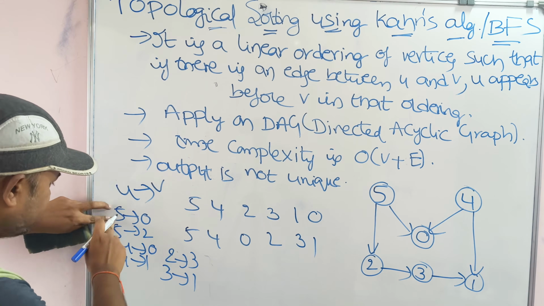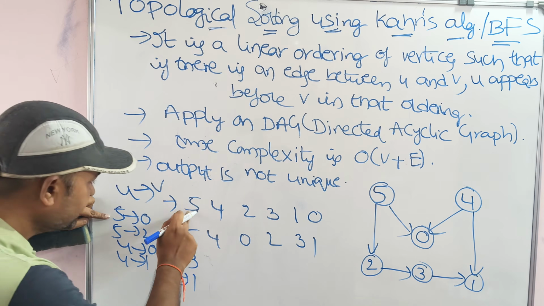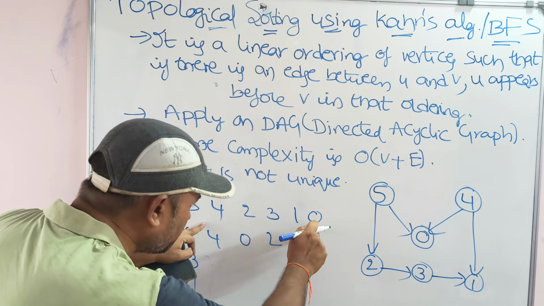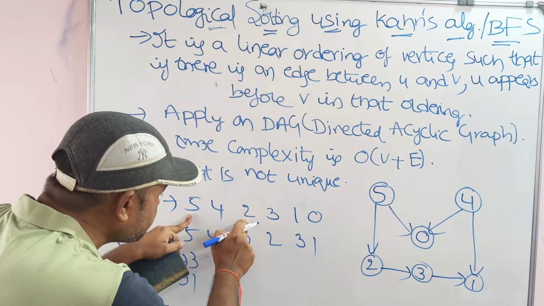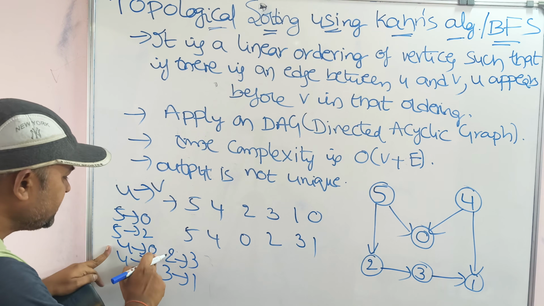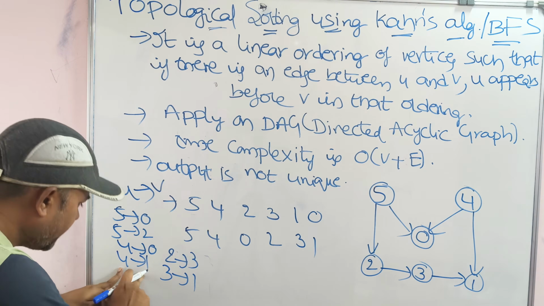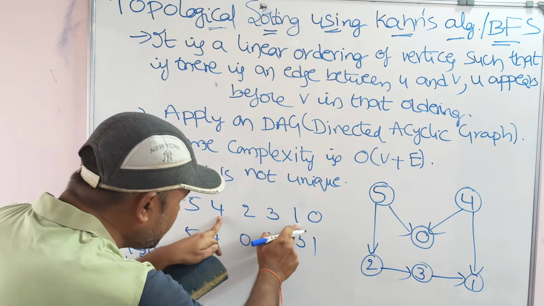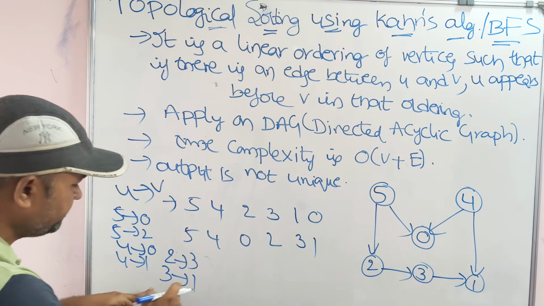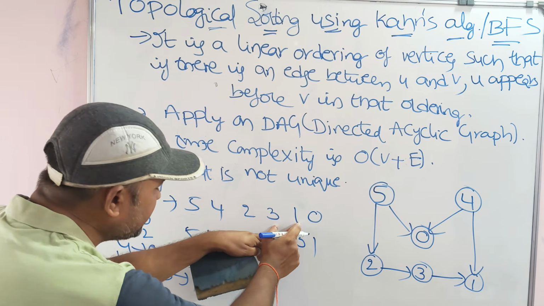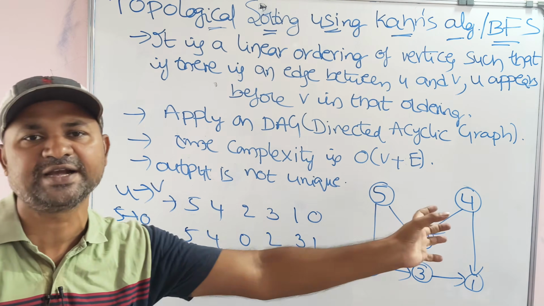What is the first edge? 5 to 0. If we observe the first output, 5 appears before 0. Next, 5 to 2: 5 appears before 2. For 4 to 0, 4 appears before 0. For 4 to 1, 4 appears before 1. For 2 to 3, 2 appears before 3. For 3 to 1, 3 appears before 1. So we can say that this is one topological sorted linear order.